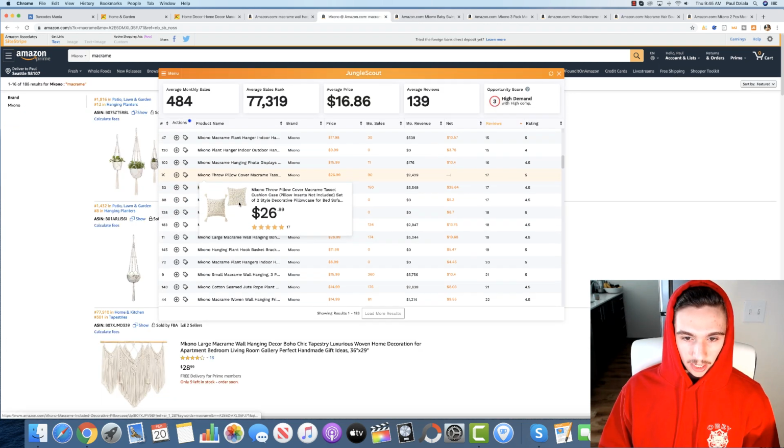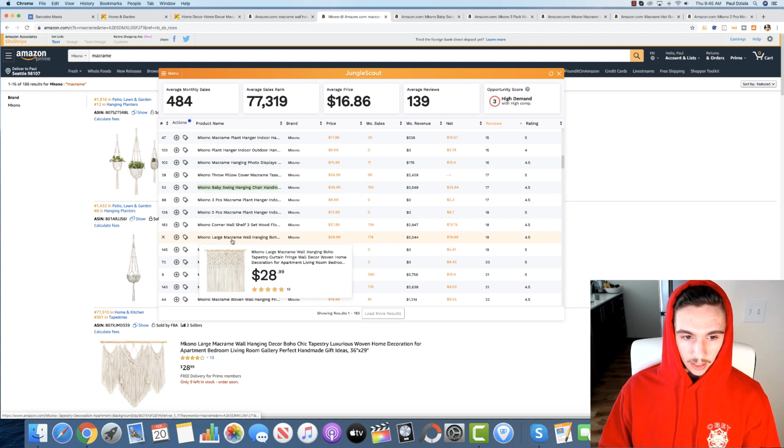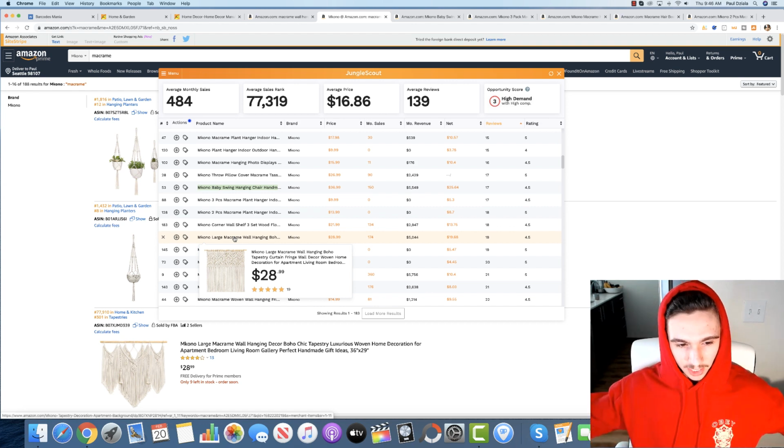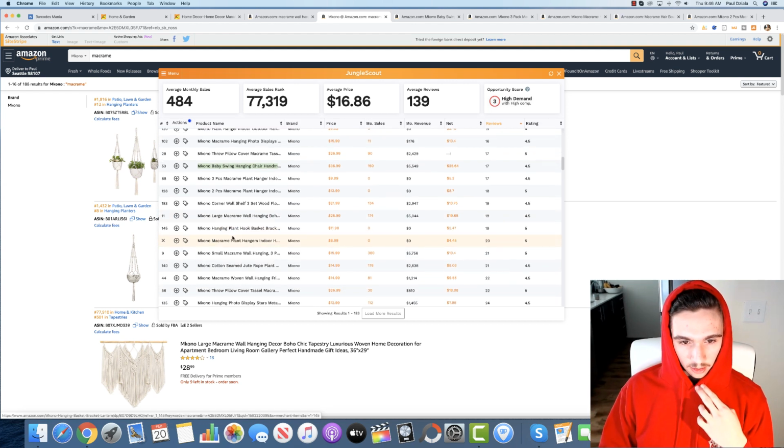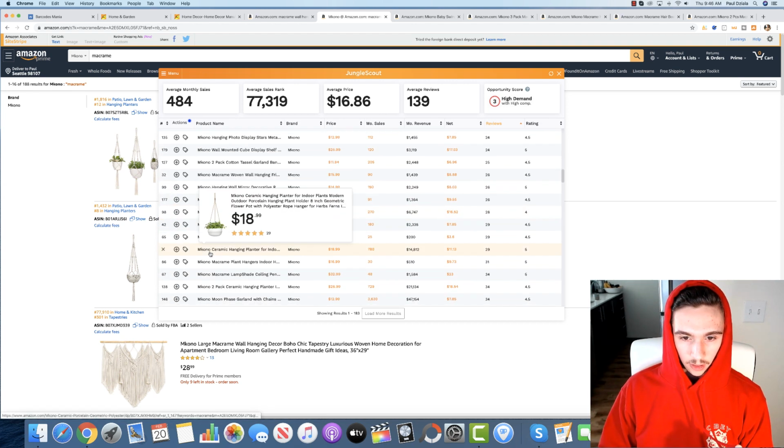Too big. I kind of want us to get something we can airship. I was telling you guys that in the other video. So here's a large wall hanging macrame. My only issue with these is that pole at the top is going to be huge. Fees will probably be crazy. Let's look for something that's really crushing it. Like this is doing real well.